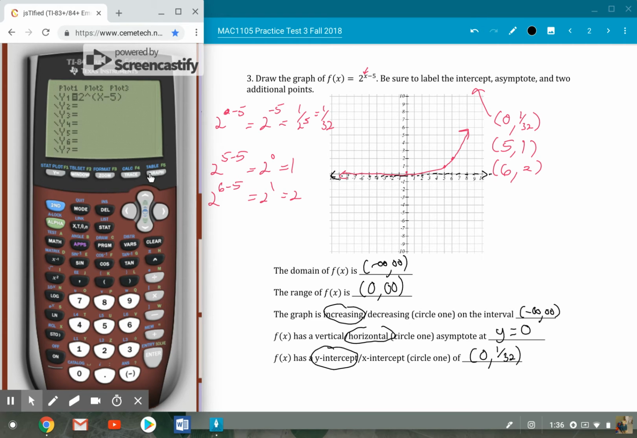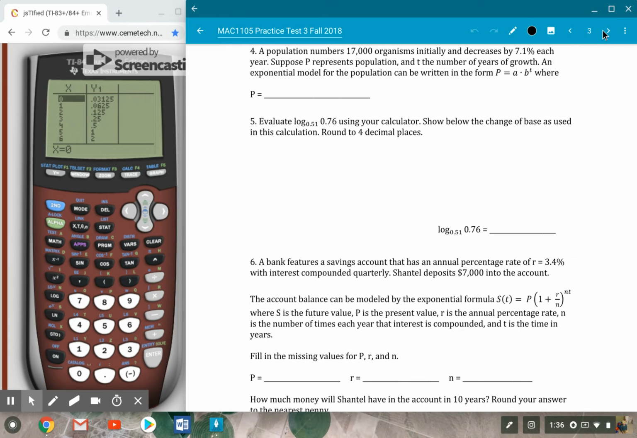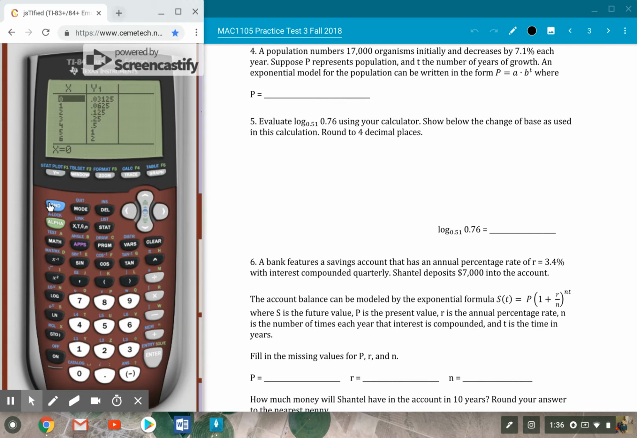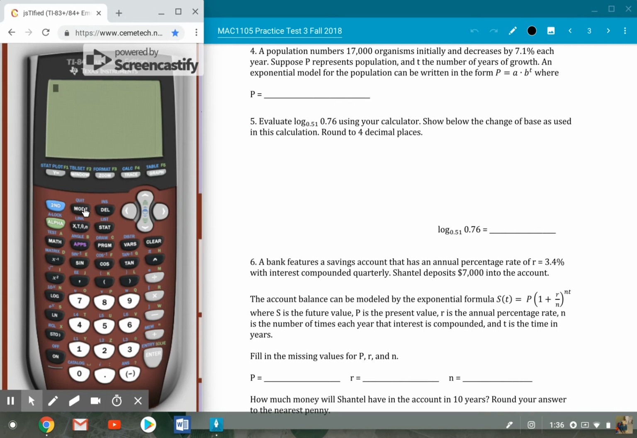And so now I can hit graph, and I'll get a very similar graph to what I have on my paper on the right. And I could even go to the table. I could hit second graph to the table, and I could see different values. So I could see 5.1 is a point, 6.2 is a point, and see the increase in these y values here. All right. So with that, we'll move on to the next problem here.